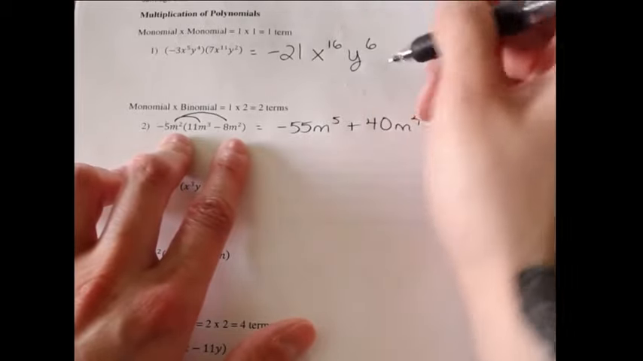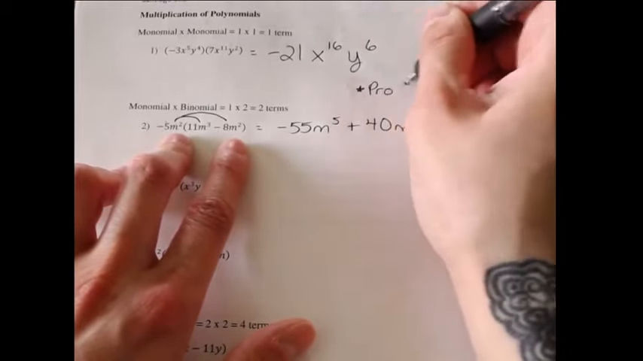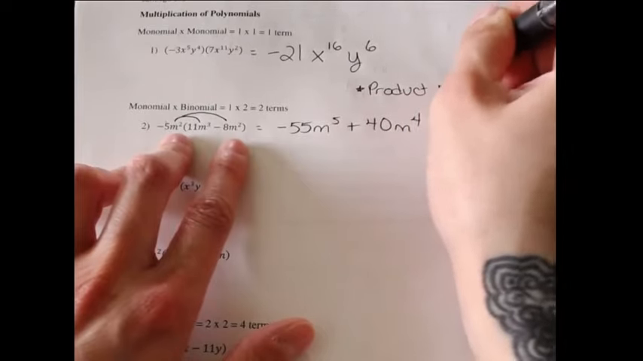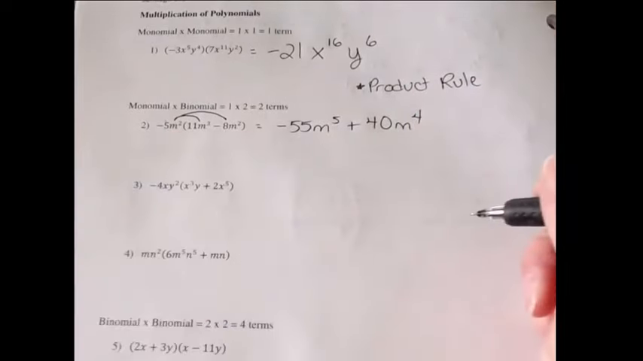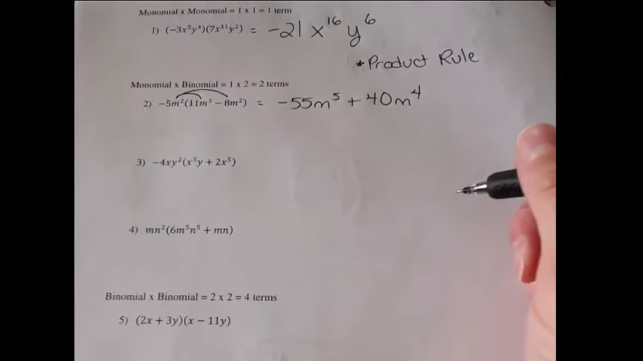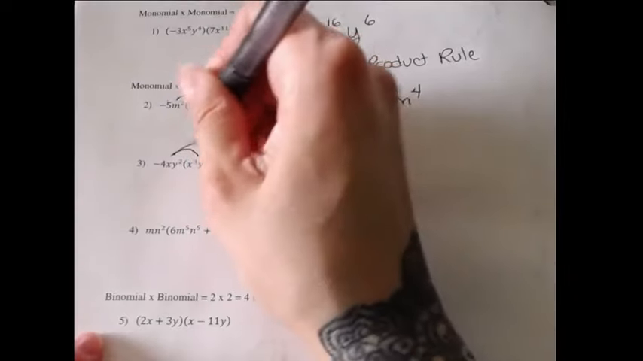All right. As a reminder, we are using the product rule. Keep the base, add the powers. Good. Let's do it again. We have a monomial outside the set of parentheses, and we have a binomial inside. So let's multiply.